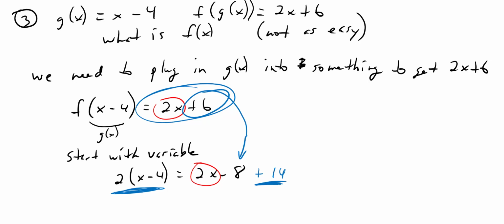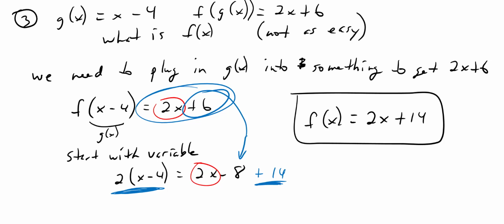Okay? So if I would actually write this out now, f of x, I need to multiply it by 2. So I need to multiply that g of x by 2 and add 14. And that's my answer, math fans.